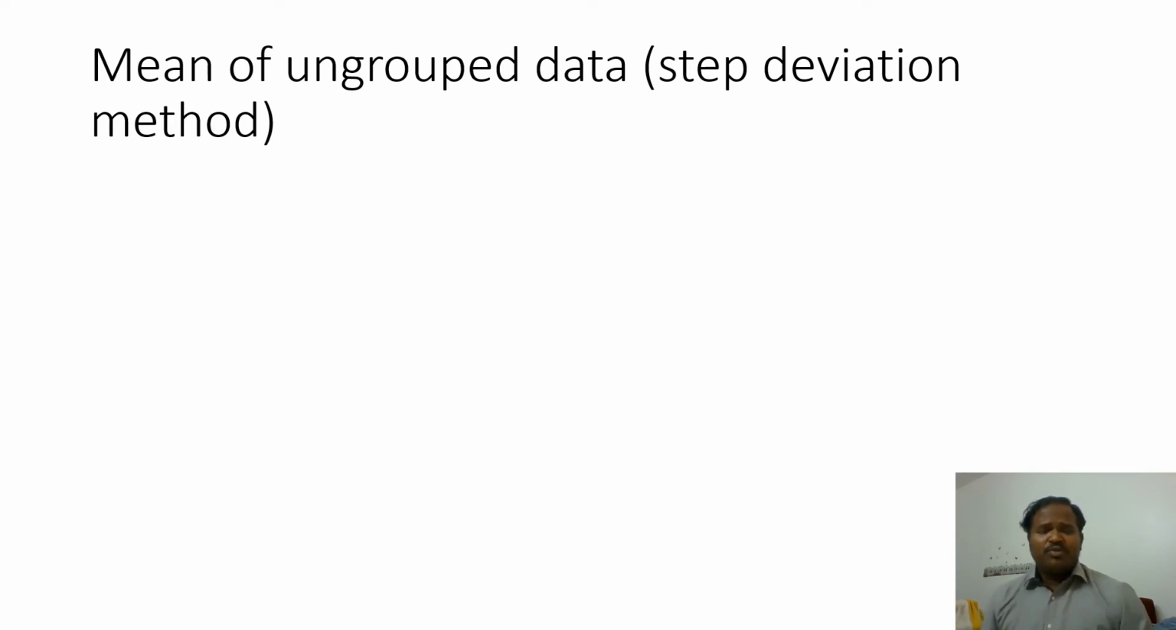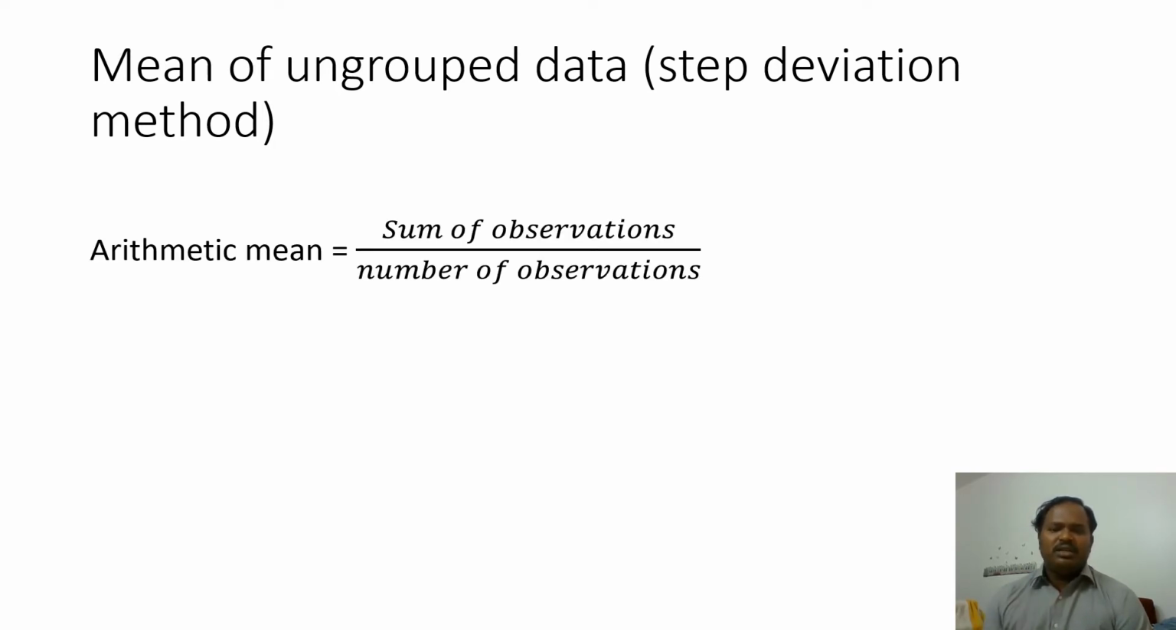So it's a continuation of what you've seen in the previous video. Okay, so the concept is the same, but we are going to use a different method. So just a recap of what we did yesterday. Yesterday we learned what the arithmetic mean was and the core idea of the arithmetic mean, which is the sum of all observations divided by the number of observations.